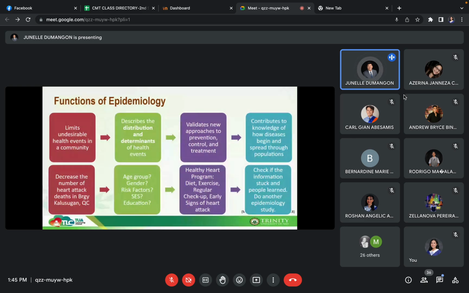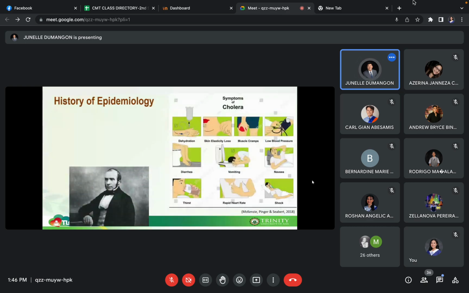So basically, through these practices, this is how epidemiologists contribute to our knowledge of how diseases begin and spread, and how they can be prevented, controlled, and even treated. Okay? So, any questions here in the functions of epidemiology? None so far. All right.